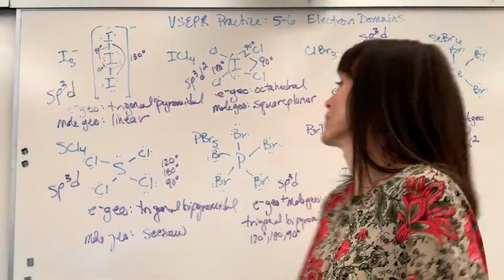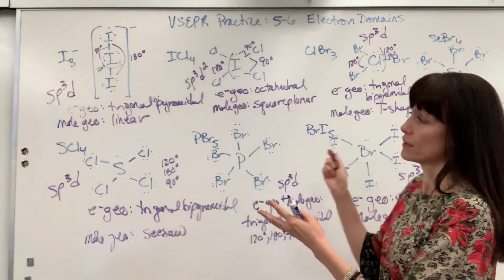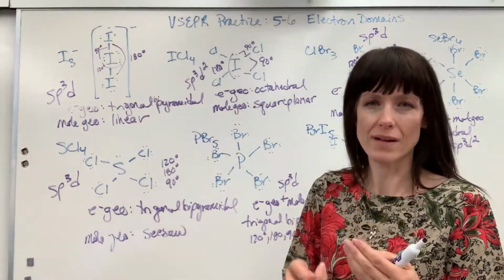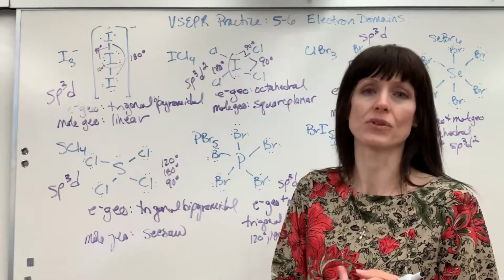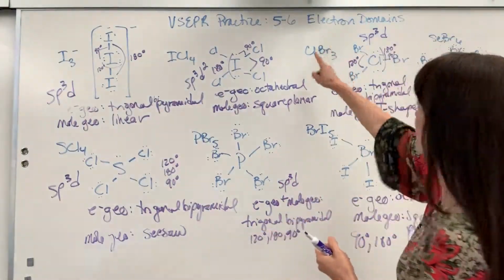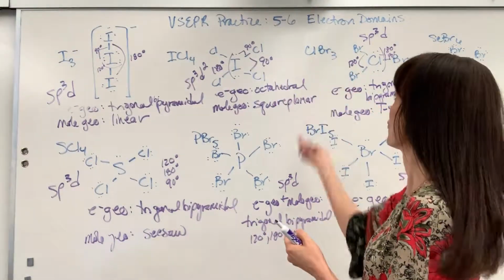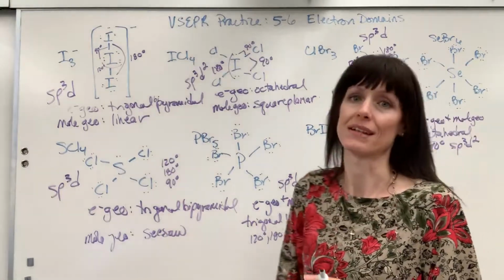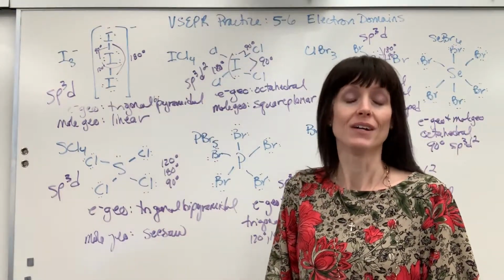Wow. And we've covered, you've had practice doing at least one of every type of electron geometry and molecular geometry if you have expanded octet for 5 and 6 electron domains. Wow, what a workout. You did awesome.